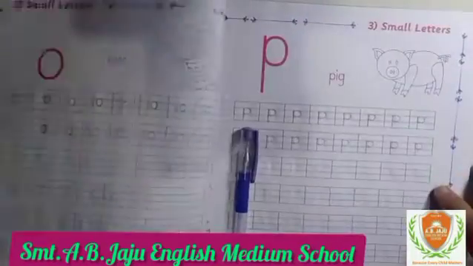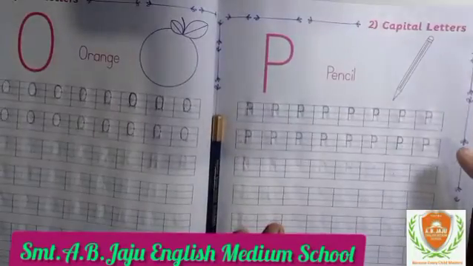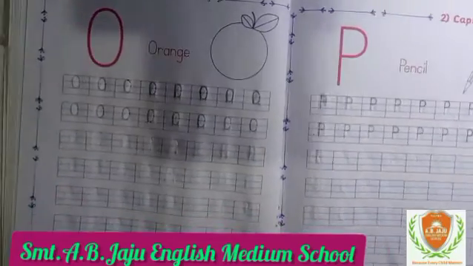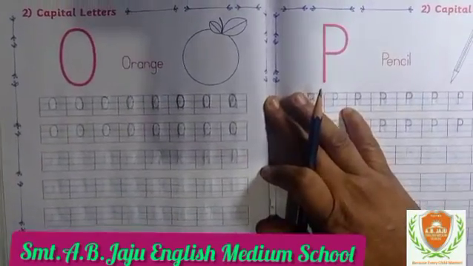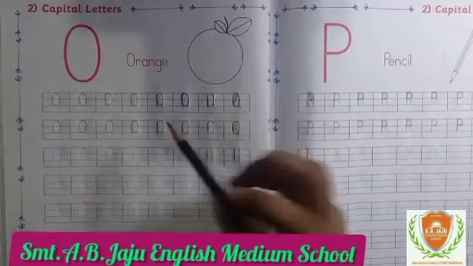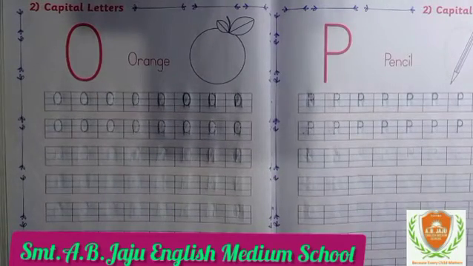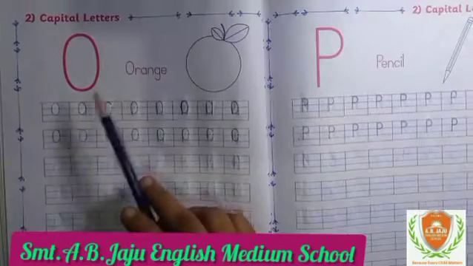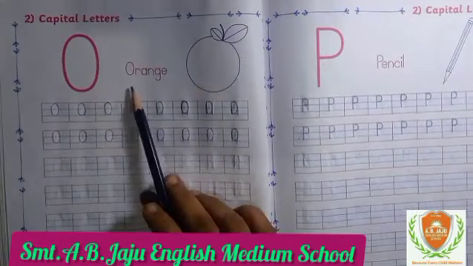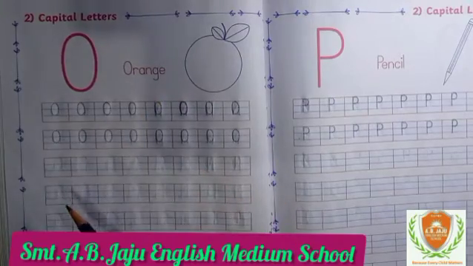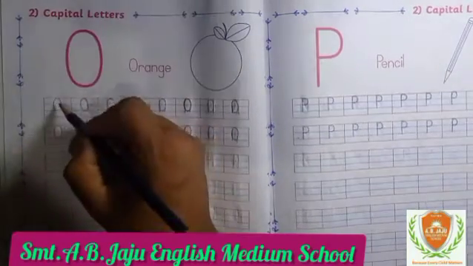In the previous video we learned and wrote capital and small letter N. Now, after letter N, which letter will come? Letter O. So this is capital O, on page number 26. Now we will write letter O. Capital O. This is the picture of an orange. O-R-A-N-G-E, orange. First we will trace letter O.